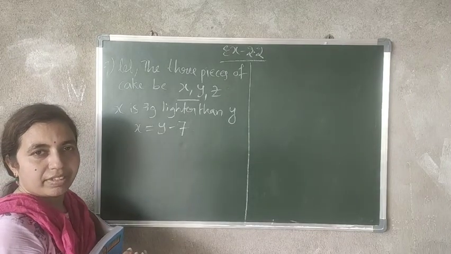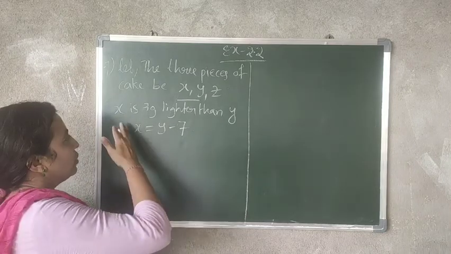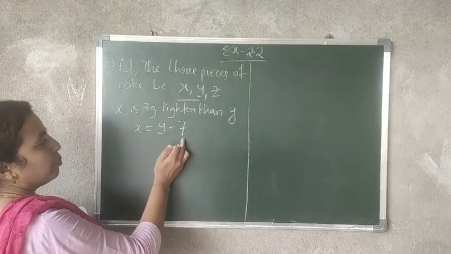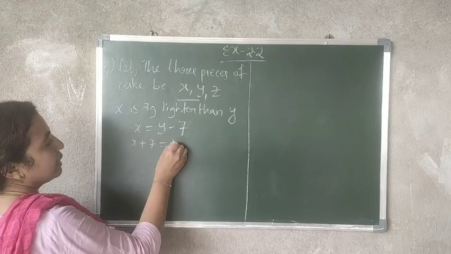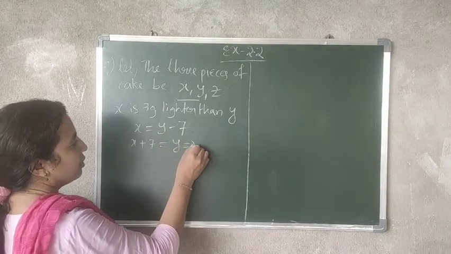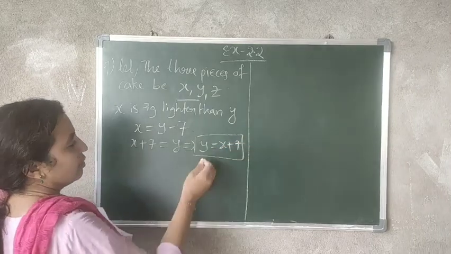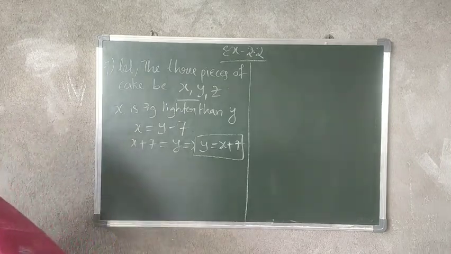See, did you understand that one? From y, it is 7 grams less than. So, x is equal to y minus 7. But y, when you bring this minus 7 to this side, what will you get? Plus 7 is equal to y. Nothing but y is equal to x plus 7. You can write like this also, no? So y is equal to x plus 7.